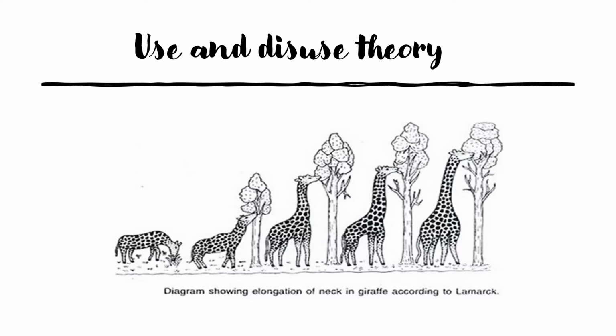Okay, and to explain the disuse theory, he gave the evidence regarding the snake. The snake which we see now is without limbs. But as per Lamarck's concept, the ancient snake had limbs. Since it did not use its limbs for locomotion, gradually the limbs disappeared. Right? So that is the concept he tried to convey under this title, use and disuse theory.